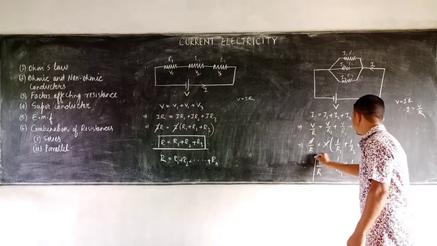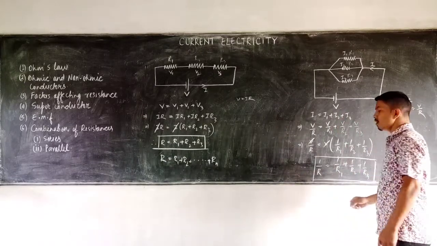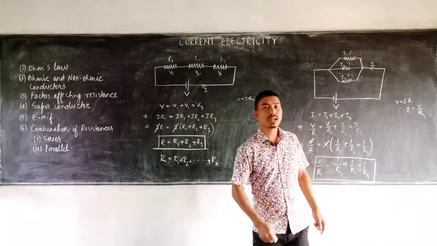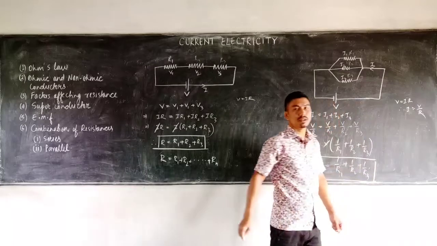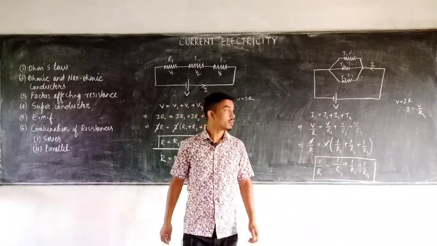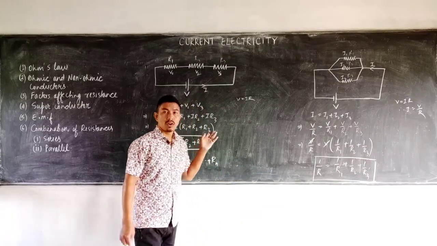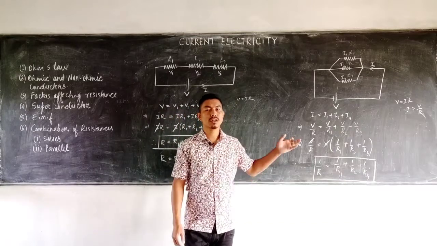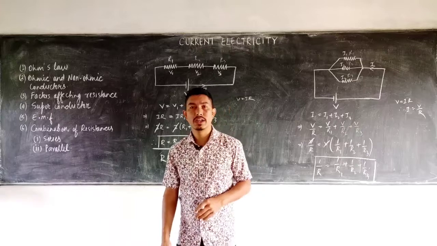Using this expression we can easily calculate the equivalent resistance of different resistances connected in parallel. Now, if there are n number of resistances, I can go on adding the inverses of the resistances up to order n. This is how we get the equivalent resistance of different resistances when connected either in series or in parallel. This is the end of this video on current electricity.